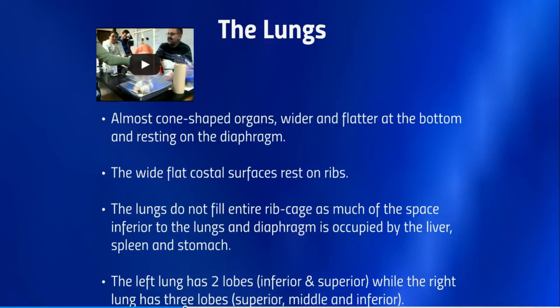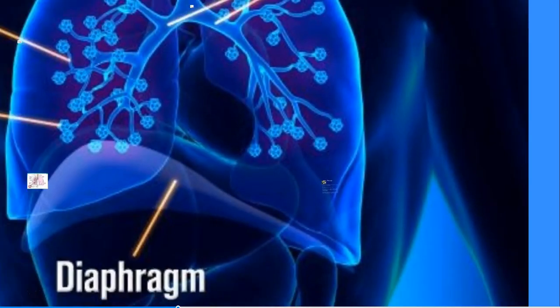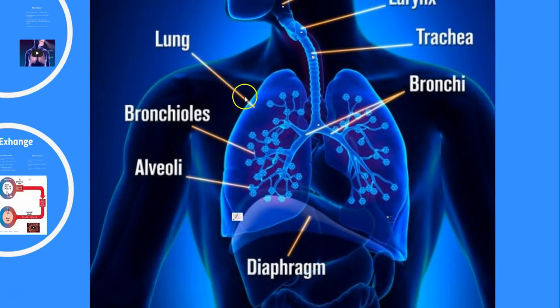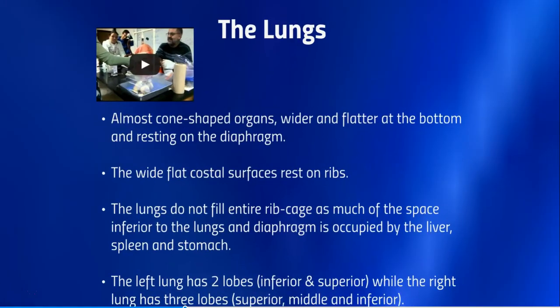So the lungs themselves are cone-shaped organs, wider and flatter at the bottom, and they actually rest on the diaphragm. So I'll take you back just for a look here. You can see cone-shaped at the top, wider and flatter at the bottom, and they actually rest on the diaphragm. So you can see the diaphragm is actually impeding them to some degree here. This is the diaphragm underneath here, this sort of dome-shaped muscle. It's actually pushing up and into them. It's preventing them from reaching their full capacity, which is really important as we go forward for breathing.